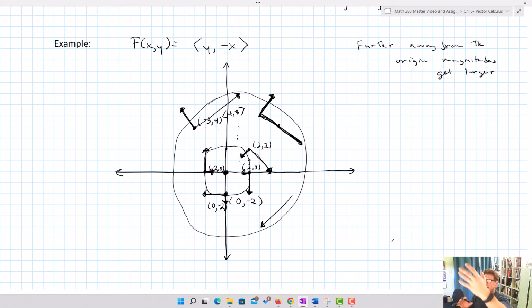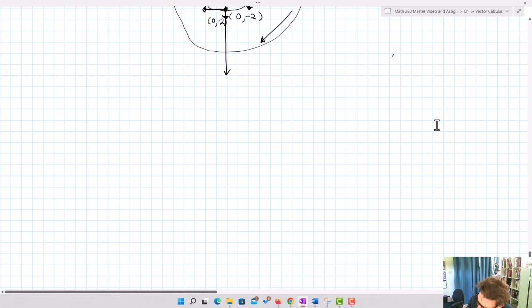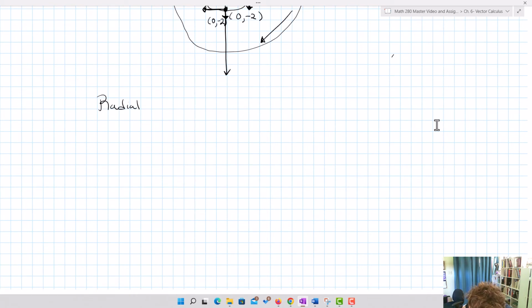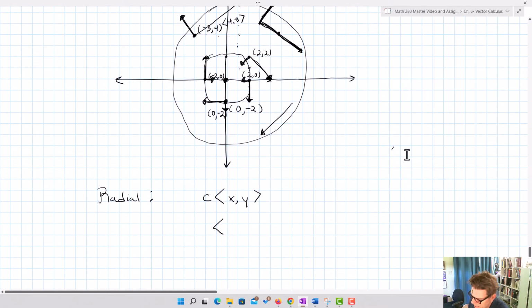We've got something that's rotating in a circular direction, where if our vectors are the same distance away from the origin, they're going to have basically the same magnitudes. But also, we can show that the vectors y, negative x are in fact perpendicular to the radial ones. All right, so let's imagine that my radial vectors are c times some x, y. And the vector that I have here is now y, negative x.